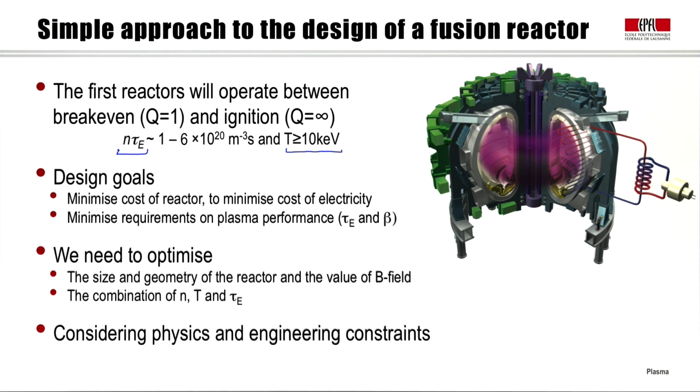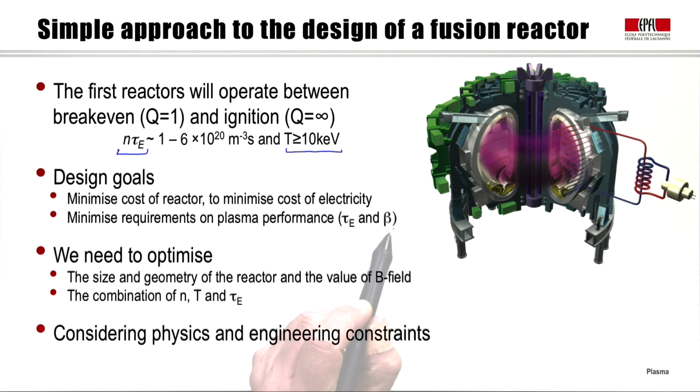What are the design goals we are considering for this exercise? What we like to do is to minimize the cost of the reactor, because that will correspond to minimizing the cost of electricity. We also like to minimize the requirements that the design imposes on the plasma performance. We know it's difficult to confine the energy and the particles in the plasma for a long time, so we don't want to make it more difficult by imposing too large values for tau E, the confinement time for the energy. It's also difficult to hold the plasma stable if the plasma has a very large pressure.